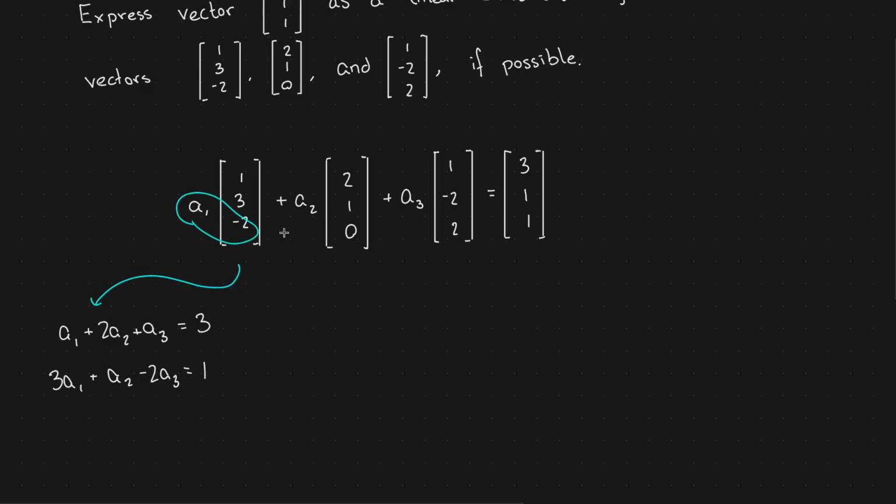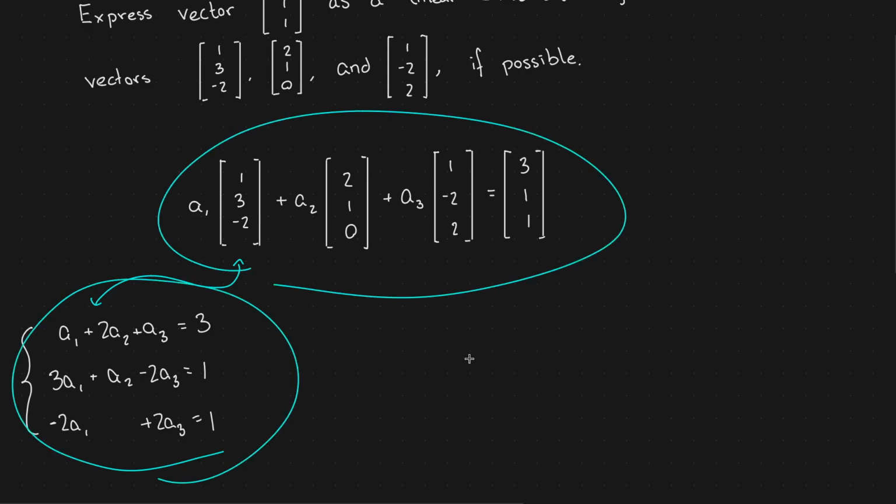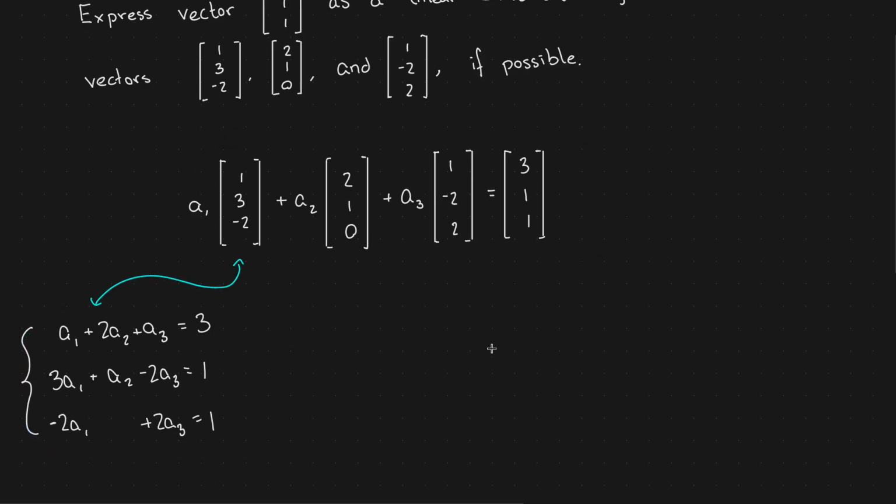And the last row, I'd have negative 2a1 plus no a2 plus 2a3 equals 1. Okay, these two ways of expressing this are equivalent. They mean the same thing. We're asking the same thing.